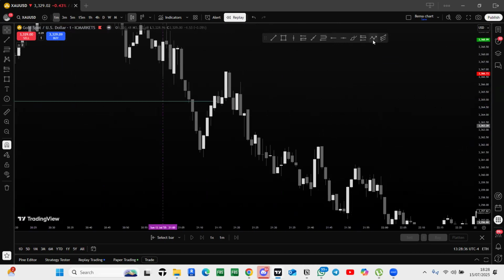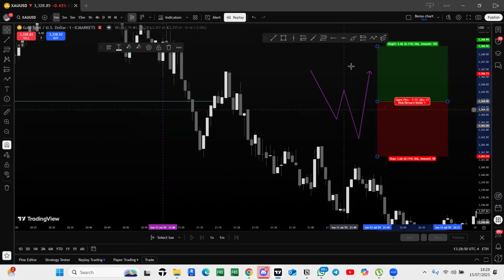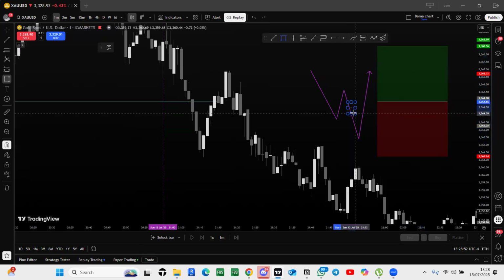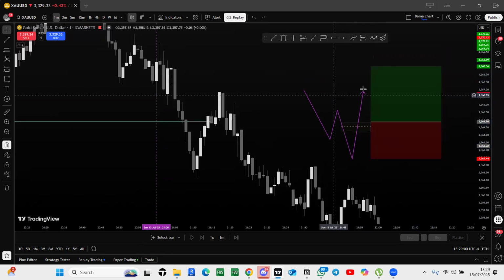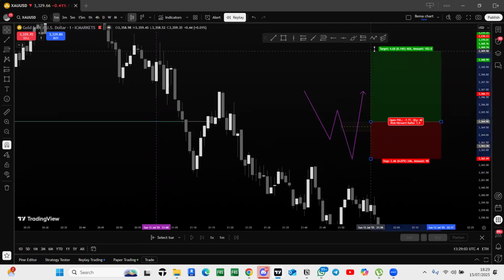So we're looking for a market structure shift. How does that look? 1, 2, 3, and we're looking for a reversal that sweeps this low like that. That's what we're looking for, so that we can take our entry somewhere in a fair value gap, somewhere here. Take our entry there. I like to put my stops below the recent high and then target 1 to 2.